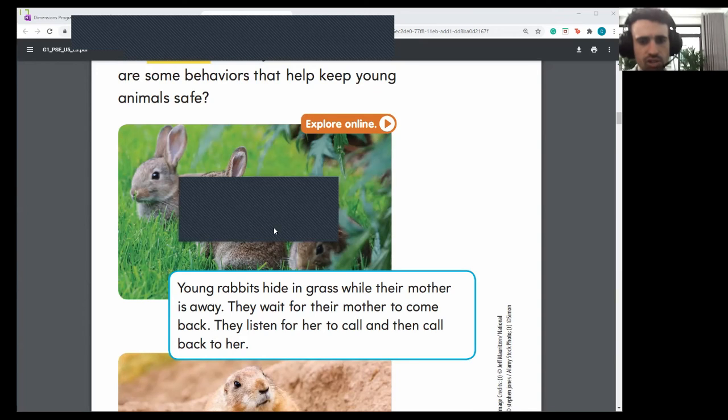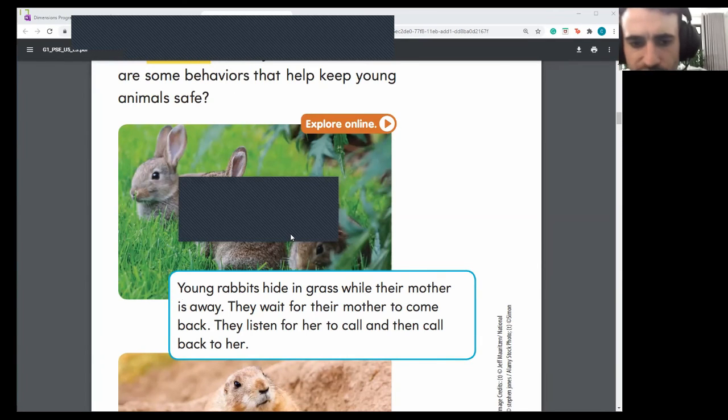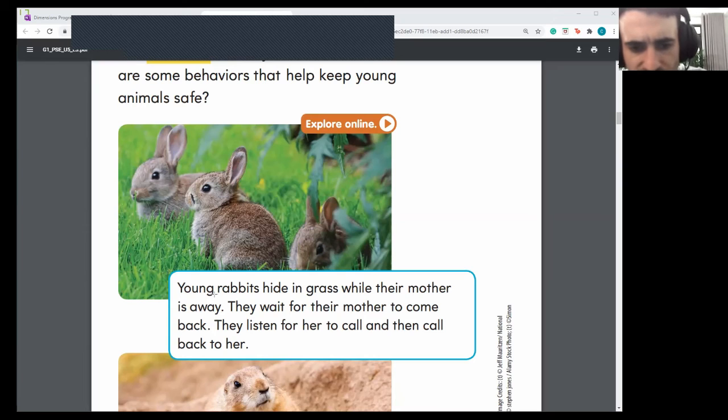Thank you. So guys, a behavior is something that you do. There's 3 behaviors in these 3 sentences. Who can tell me the first thing the rabbits are doing? How about MK? MK, what are the rabbits doing? The rabbits are hiding in the grass. Very good. We found the first one. This is our first behavior. Young rabbits hide in grass.